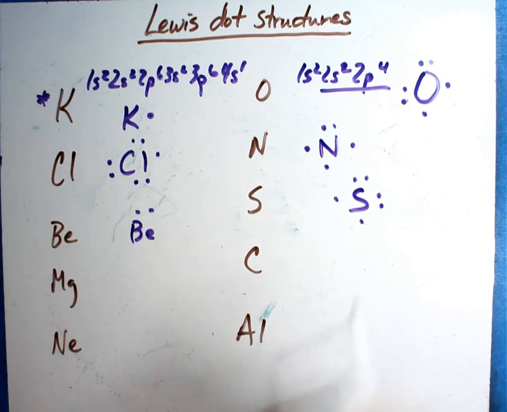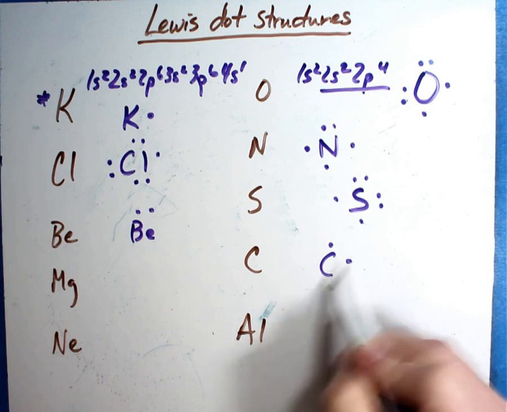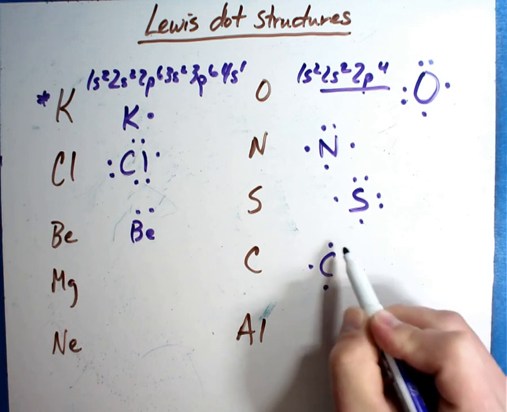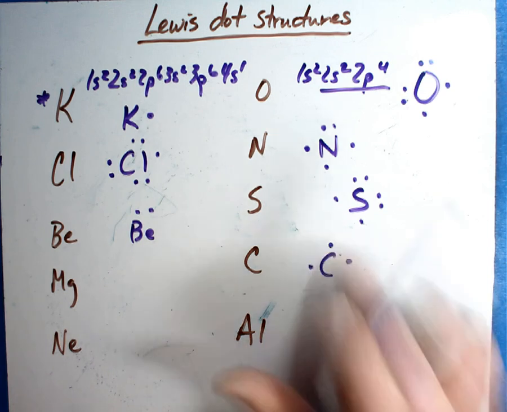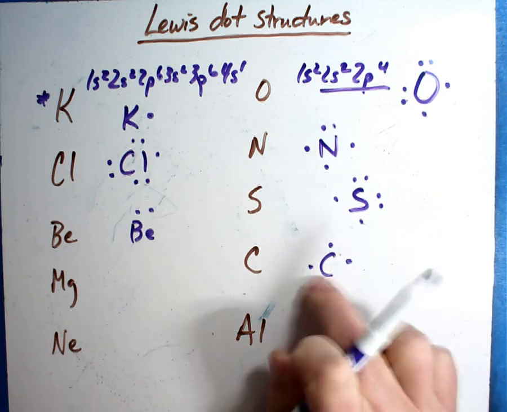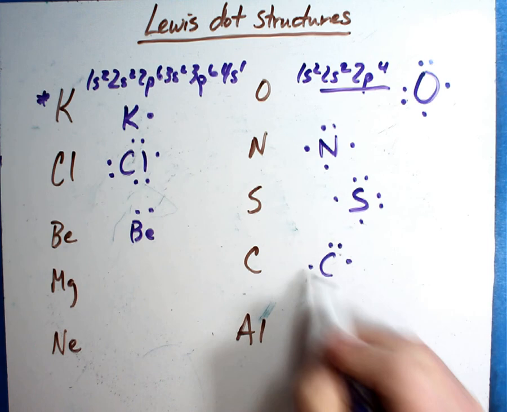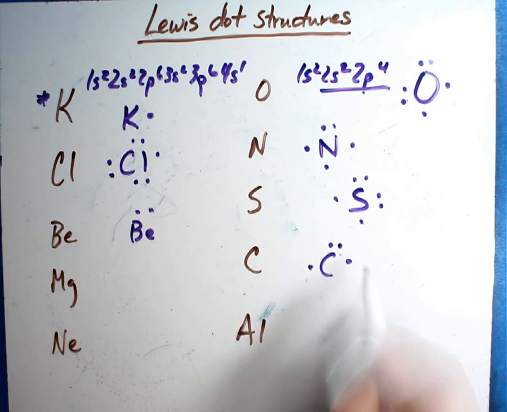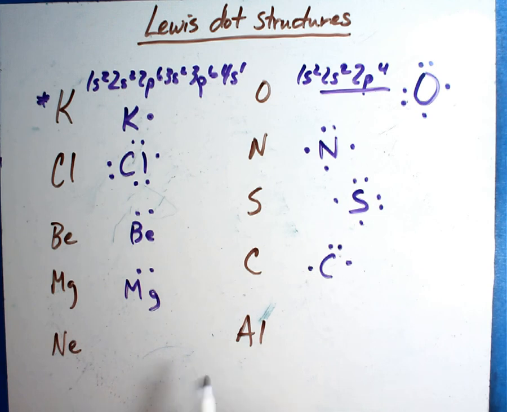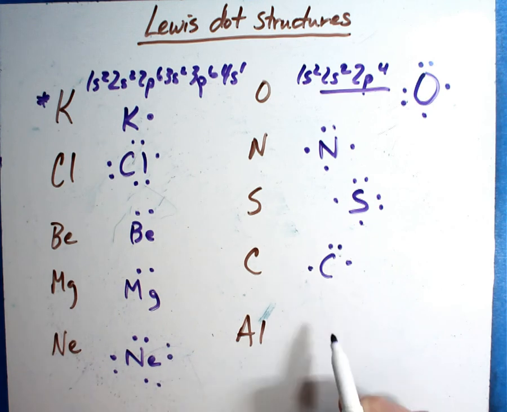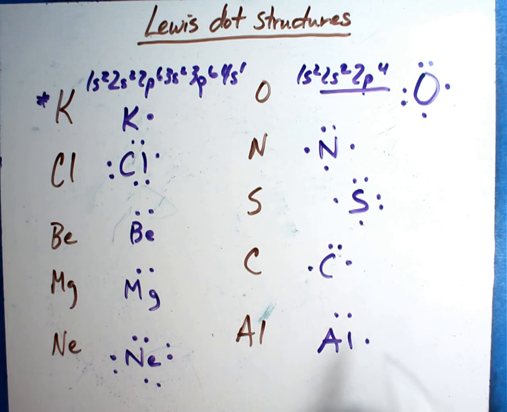That's what that looks like. Carbon has 4: 1, 2, 3, 4. Sorry, I wrote that wrong. Sometimes written singly like this, but typically the way we were doing it: 1, 2, 3, 4. And I could put those dots wherever I want. Mg had 2: 1, 2. Neon had 8: 1, 2, 3, 4, 5, 6, 7, 8. Aluminum had 3: 1, 2, 3.